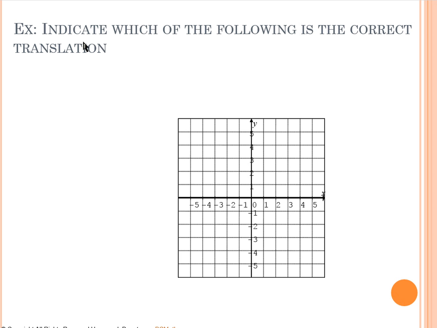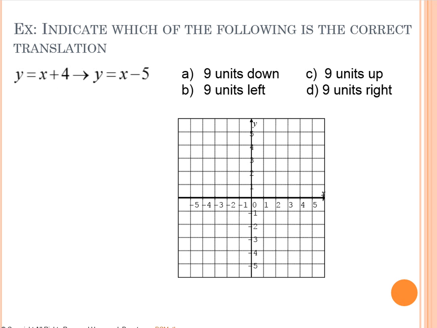Next example, indicate which of the following is the correct translation. So let's take a look. If I go from y equals x plus 4 to y equals x minus 5, what kind of translation happened? So I have 4 options. Let's graph both of these equations and let's compare them.